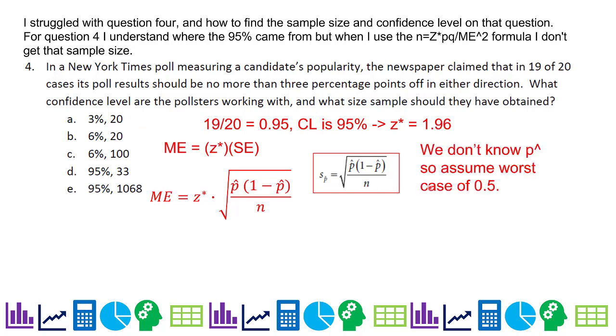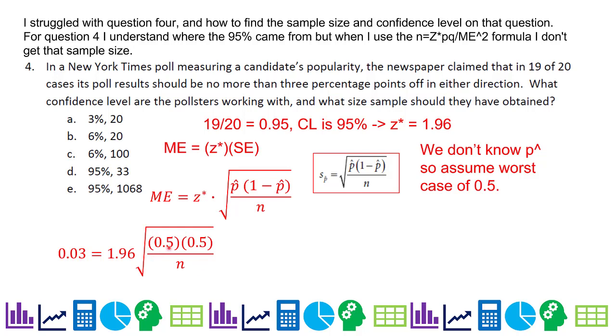And since we don't know p hat, we don't have anything to start with, we're going to assume worst case, which is 0.5. So I'm going to put 0.5 in both spots, 0.5 here, 0.5 there. 1 minus 0.5 is 0.5, so we have 0.5 times 0.5.